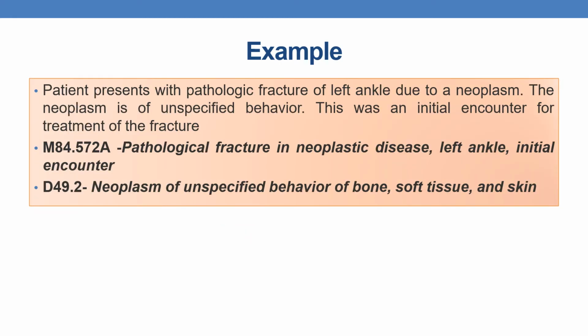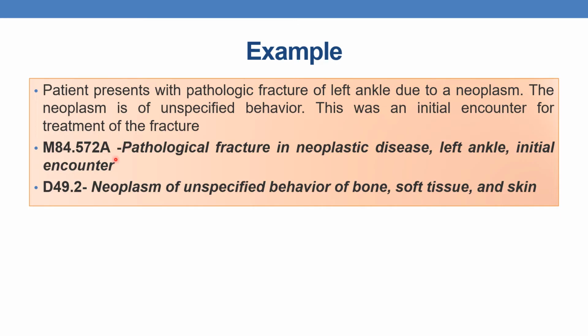Let us see one more example. Patient presents with pathologic fracture of left ankle due to neoplasm, and the neoplasm is of unspecified behavior. And this was an initial encounter for the treatment of fracture. So the first code would be M84.572A, pathological fracture in neoplastic disease, left ankle, initial encounter.